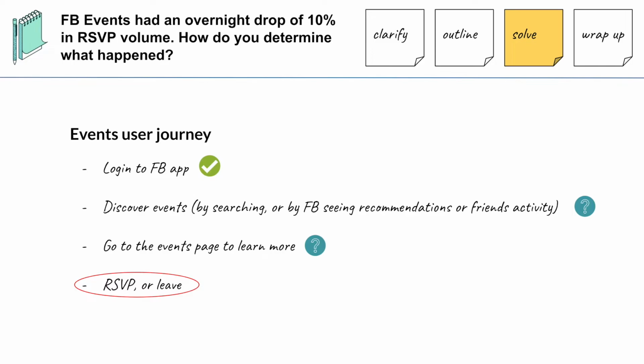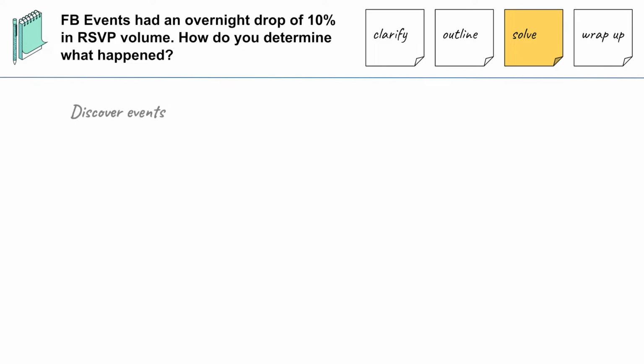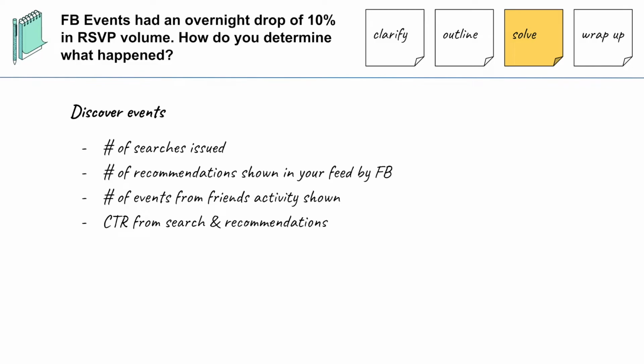On the discovery step, I would investigate each method by which users can find an event. Search, recommendations, newsfeed activity. So I would check the following metrics: number of searches conducted, number of events recommendations shown in newsfeed, and number of events shown based on friends activity. And I would look at click-through rate for each of those, which shows the quality and relevance of search results and recommendations. If people are not clicking on search results or recommendations in newsfeed as much as they used to, maybe we are not showing the best results.